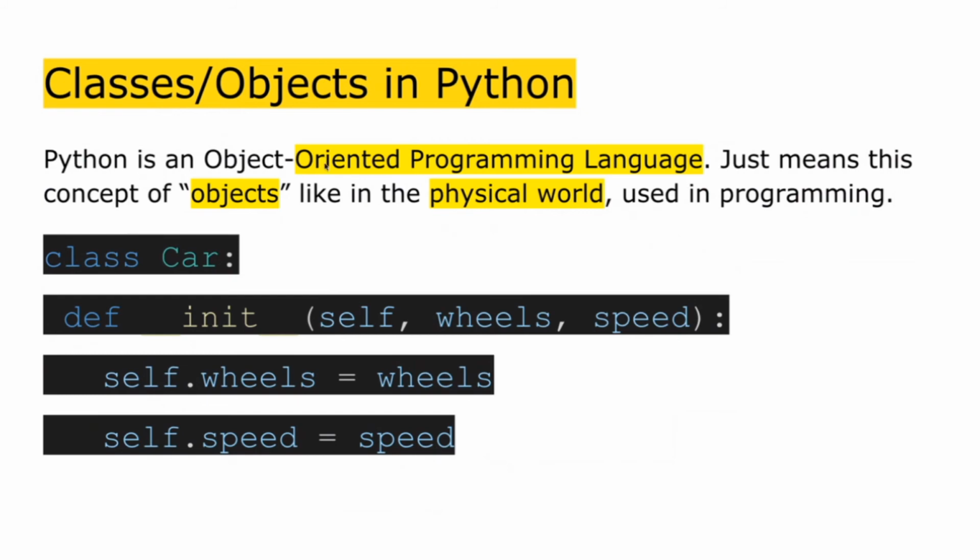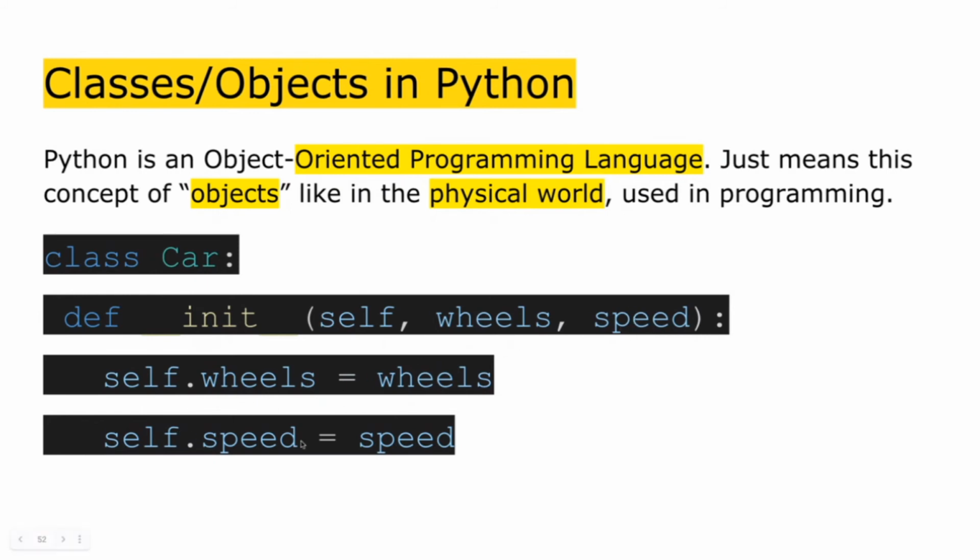Okay, first off, let me explain object-oriented programming. It's like using objects to describe things in the programming world. For example, this is a car object, and we can define different attributes of a car. So let me ask you this question: what does a car usually have? Well, a car usually has wheels, right? It has a speed.